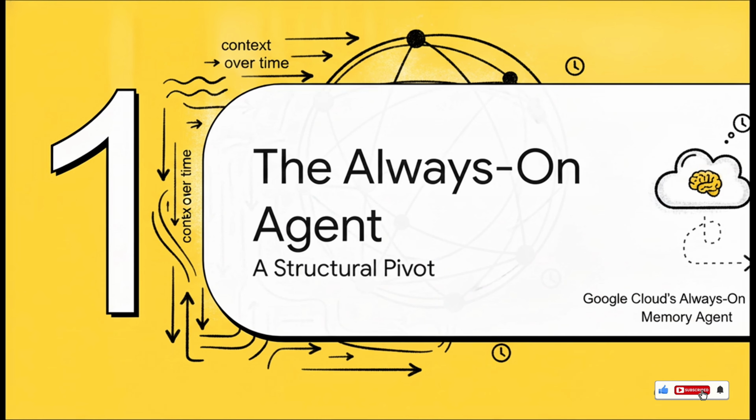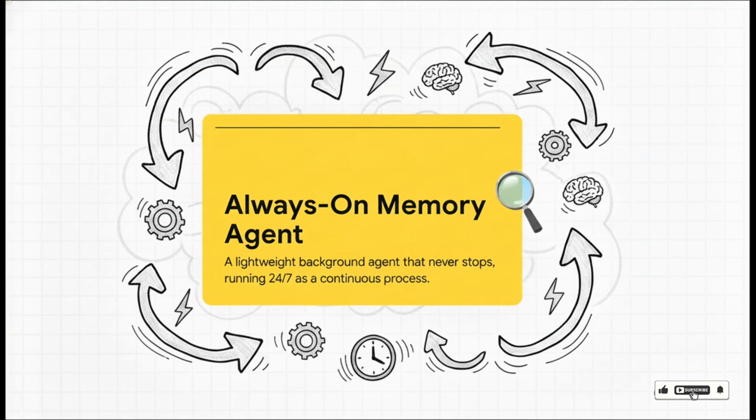Meet the always-on agent. Okay, let's dive into this. The always-on memory agent is fundamentally a lightweight background agent that just never stops. We're talking about a structural pivot in how artificial intelligence handles context over time. It runs 24/7 as a continuous process. It's not a one-shot API call that spins up, answers, and immediately dies. Built using the Google Agent Development Kit, or ADK, and powered by the highly efficient Gemini 3.1 Flashlight model, this agent treats memory as an ongoing living process.